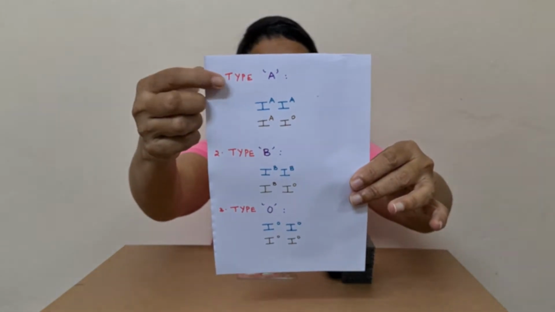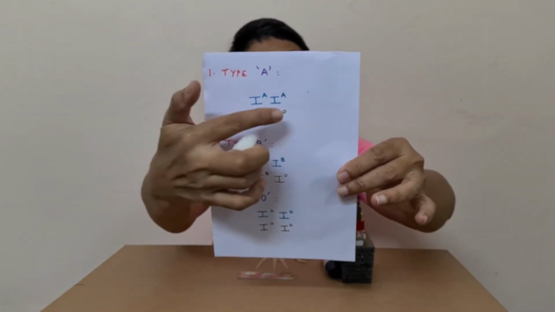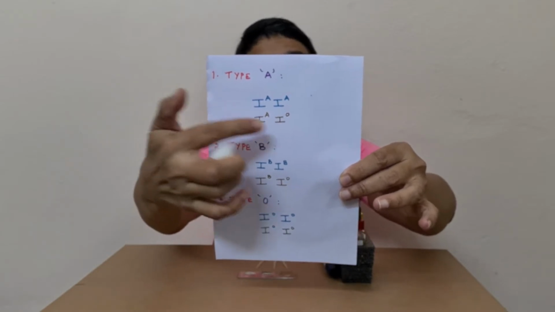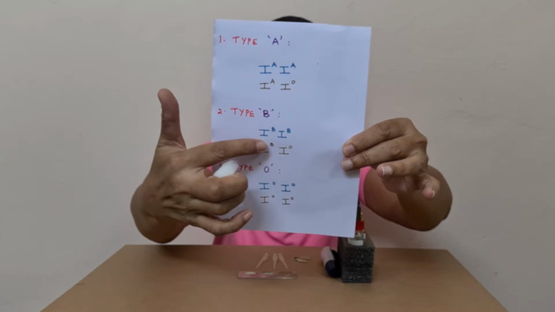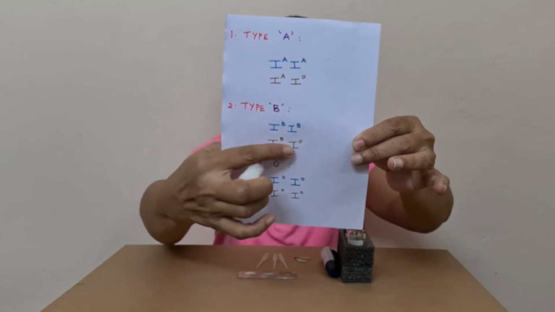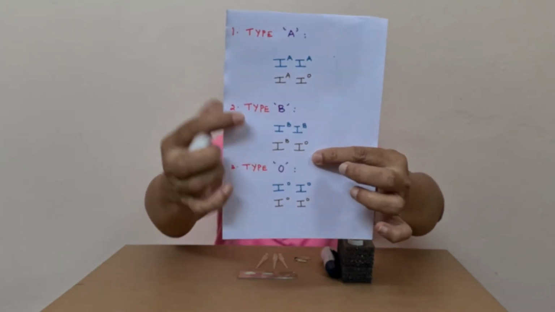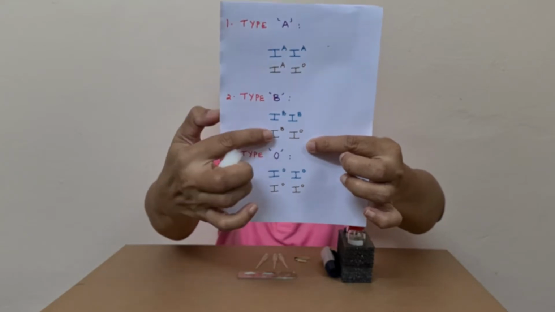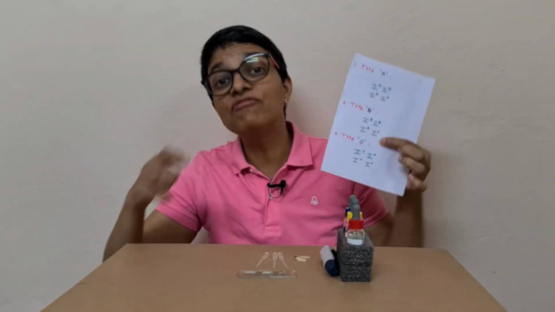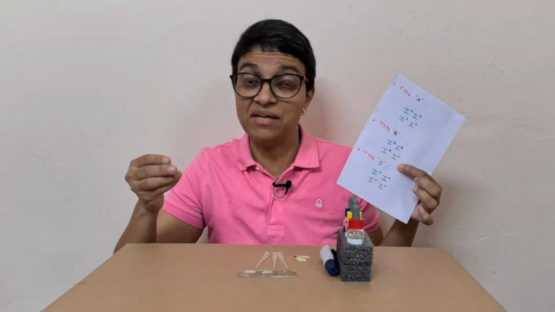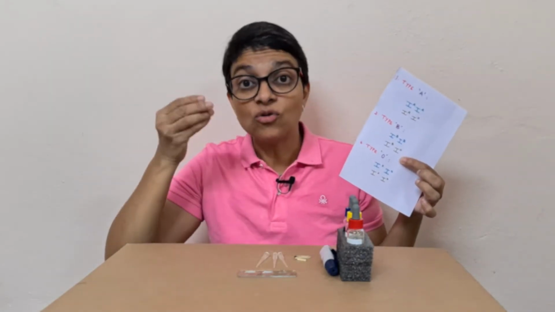If it is type A, they can be IA IA, two alleles, or IA IO. And if it is type B, again IB IB or IB IO. Even in this case, the individual is of B blood group. If you can see, we wrote type B, IB IO. That is, the presence of one B is enough to express the blood type B. B is dominant over O.